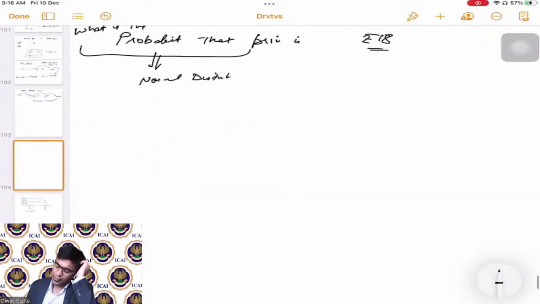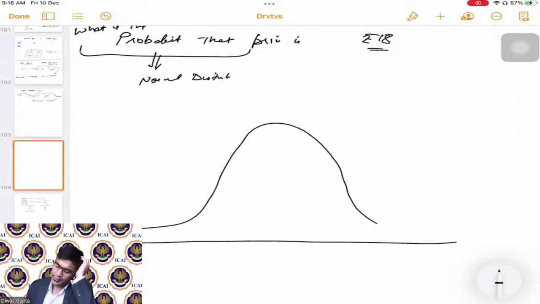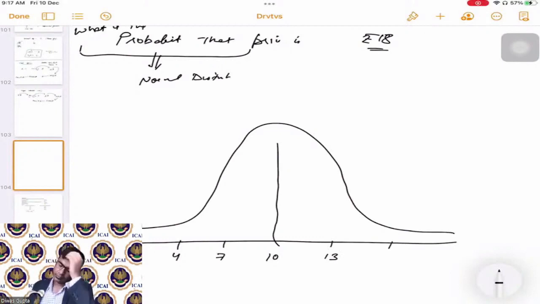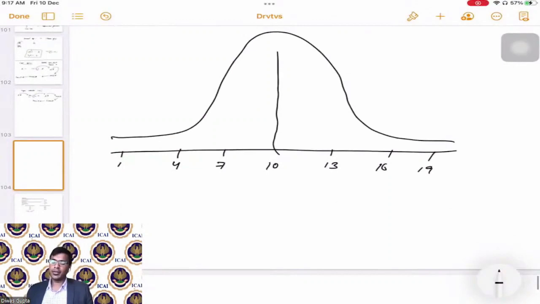Okay, see, if you plot the normal distribution on a 2-axis chart, it will look like this. Naveen, I'm coming to that. Cumulative probability, I'm coming to that. Okay, let's first understand the normal distribution.